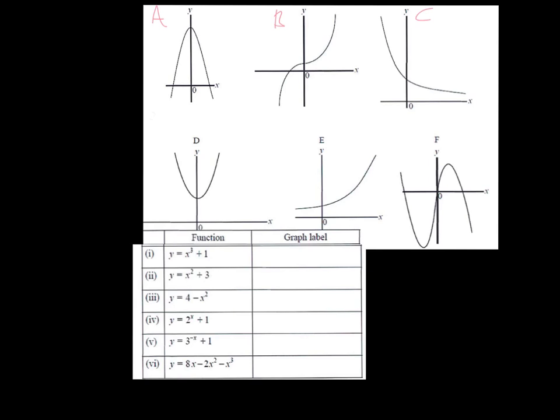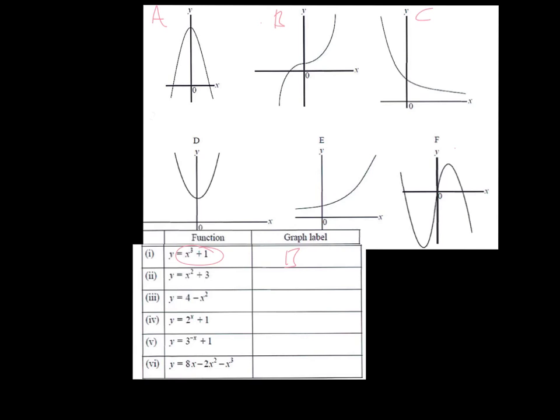In part 1, we're looking for a cubic, which has got a positive intercept. So the two cubics we said were B and F, and we can see clearly that F appears to go through the origin. So B here is going to have the graph that we're after. So x cubed plus 1 is going to be B, and we should check that on our calculator just to make sure.